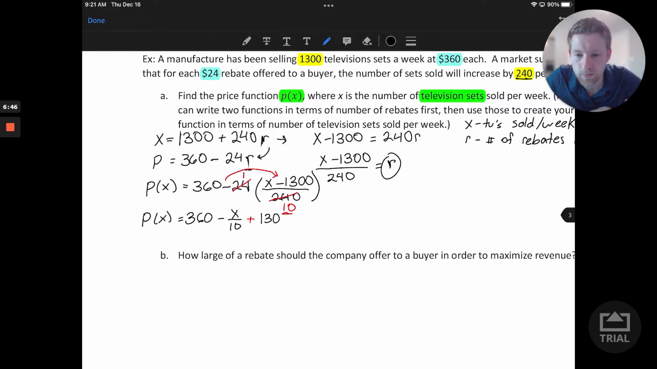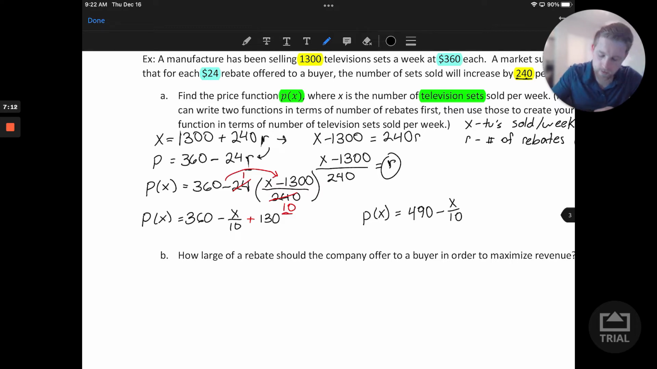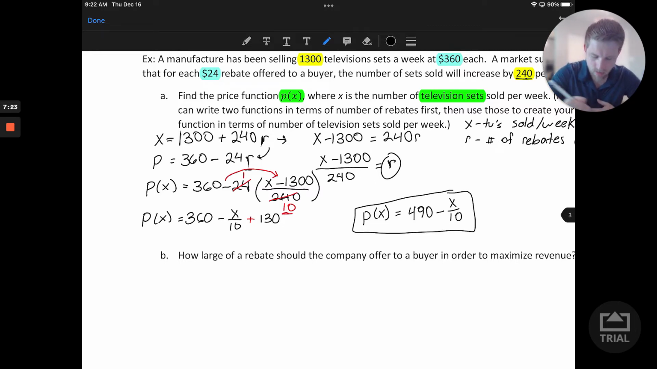So adding some like terms here, I think we can come to our final result. We'd have that p of x, I'll write on the side here, and I'll try to make this a lowercase p of x for the price, is going to be 360 plus 130 would be 490. And then we'll do minus x over 10. And again, that's going to be the price of our televisions based on the quantity. So we'll leave that as our result for part A.